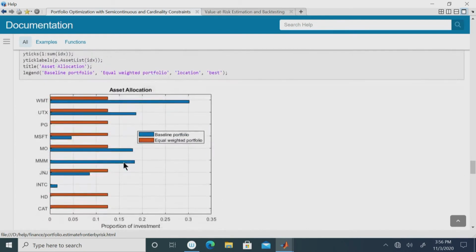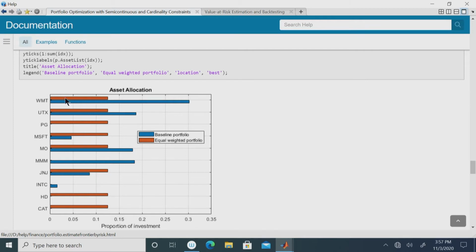As a result of this, we have the corresponding asset allocation. If you observe carefully, I will have 1, 2, 3, 4, 5, 6, 7, 8, 9, 10. So, we have 10 assets that actually show up here. And if you observe carefully, the blue ones are the baseline value. There are 1, 2, 3, 4, 5, 6 and 7 baseline values, and the equal weighted portfolio is the one in orange.